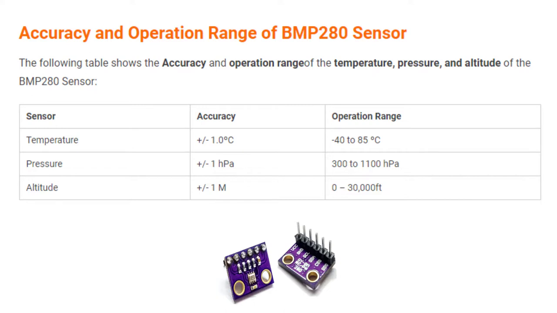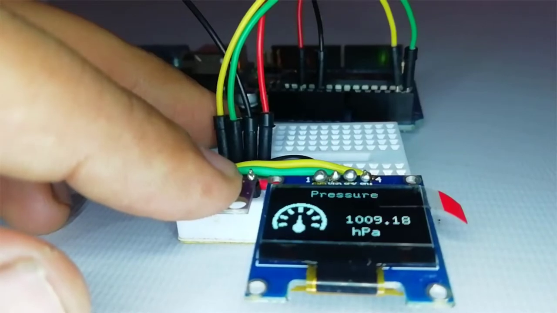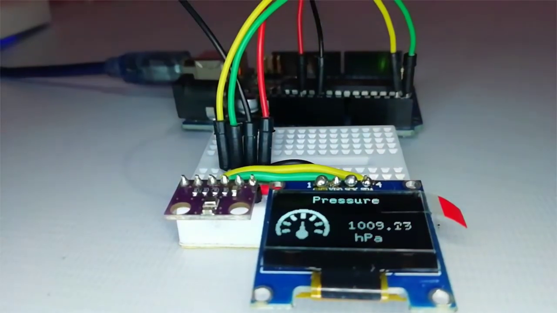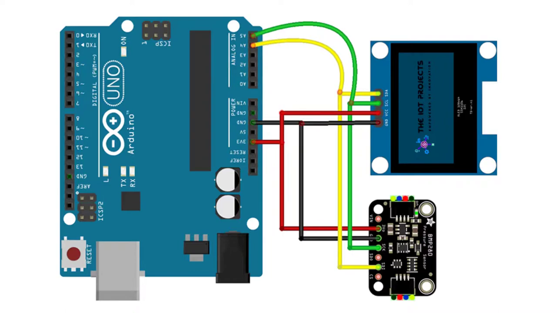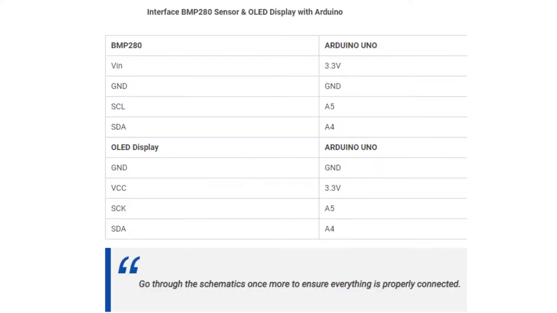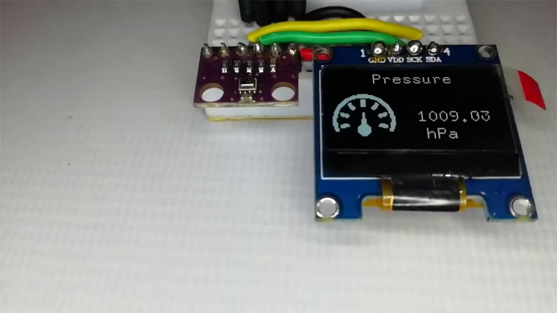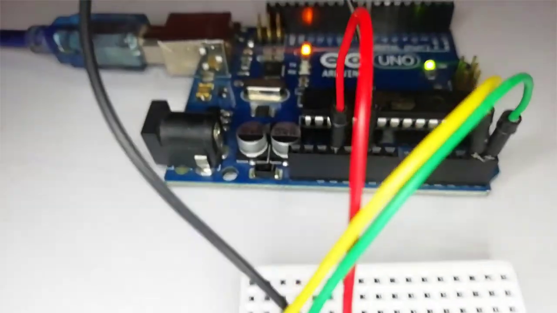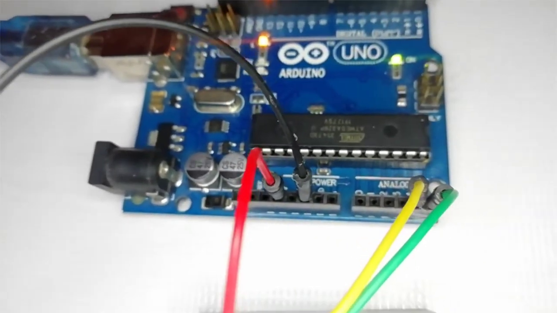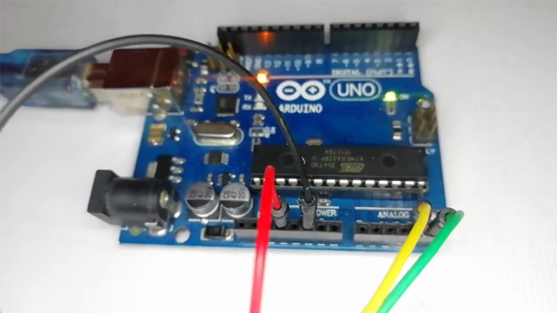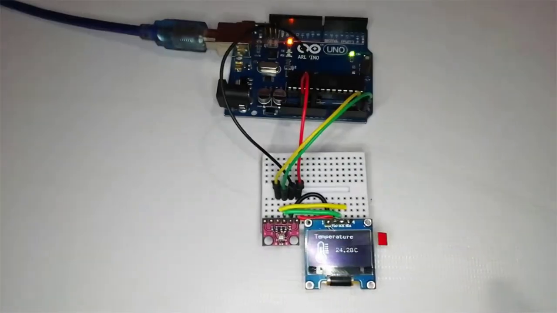So, let's interface the BMP280 sensor and OLED display with Arduino. The connections are fairly simple because the OLED and the BMP280 both communicate with the Arduino in I2C mode. This means we can connect both modules to the same I2C pins on the Arduino. So, connect the components as shown in the schematics. Go through the schematics once more to ensure everything is properly connected.